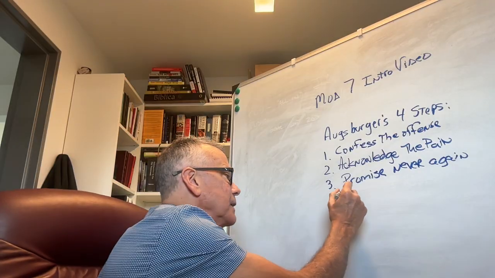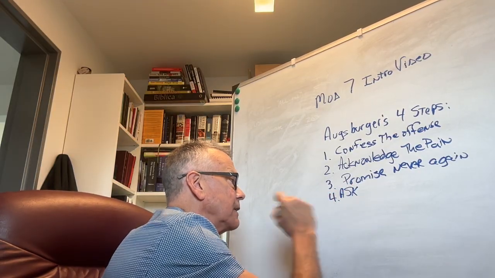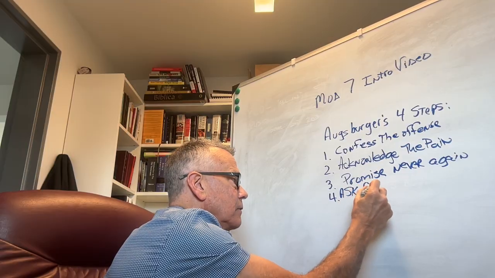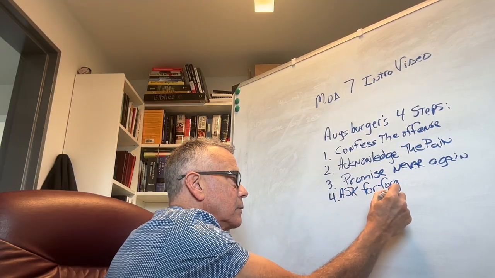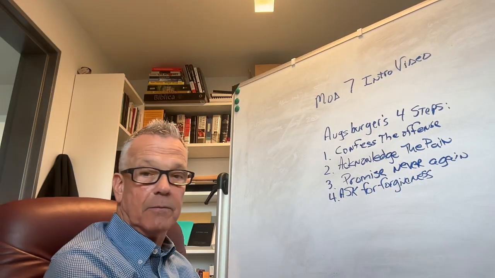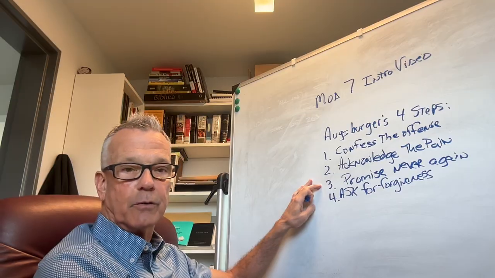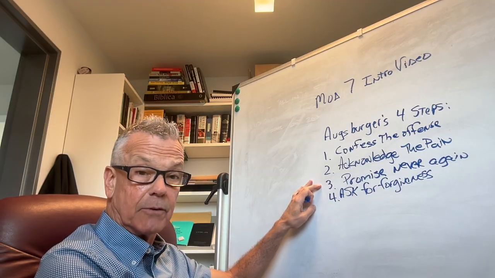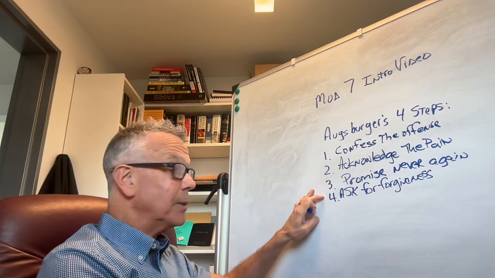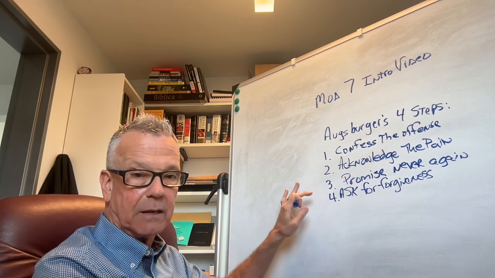And then the last step is to ask. There you go. There's that dyslexia again. Ask for forgiveness. You need to ask the person, will you forgive me? Now, a lot of people say, well, you do those first three steps, isn't it obvious you're asking for forgiveness? Probably, but you still need to ask. You still need to say the words and make the ask.